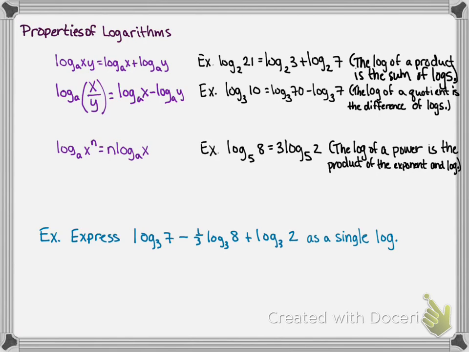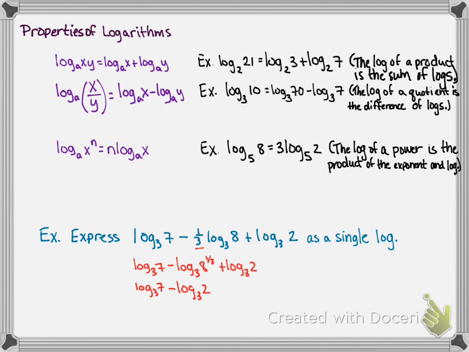Okay, let's look at an example. Let's express the log base 3 of 7 minus 1/3 log base 3 of 8 plus log base 3 of 2 as one single log. So I only want to see the word log written once in my answer. Okay, this number out front, the coefficient, can become an exponent on that second log, so I'm keeping the first log the same. Log base 3 of 7 minus log base 3 of 8 to the 1/3, so the 1/3 moved up as an exponent, plus log base 3 of 2.